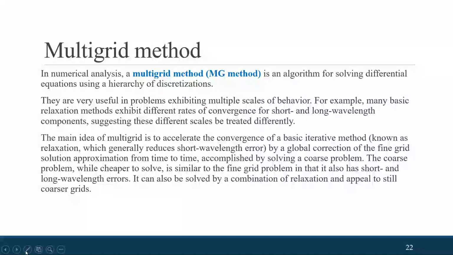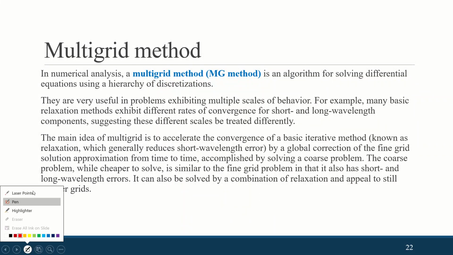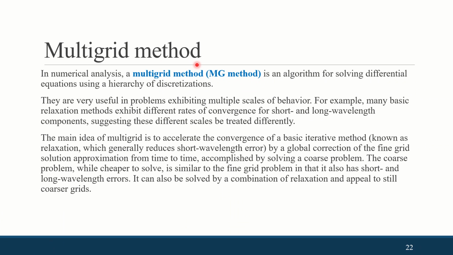In multigrid method, in numerical analysis, multigrid method is an algorithm for solving differential equations using a hierarchy of discretizations. Okay, this is a method where we are solving differential equations where we have a hierarchy of discretization. That is, we solve from the finest grid to the coarsest grid.